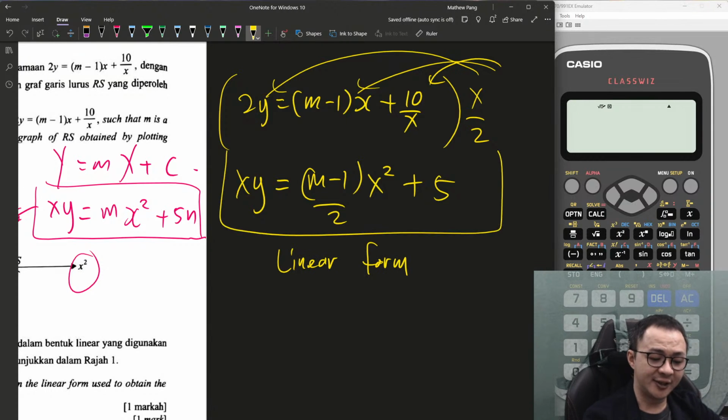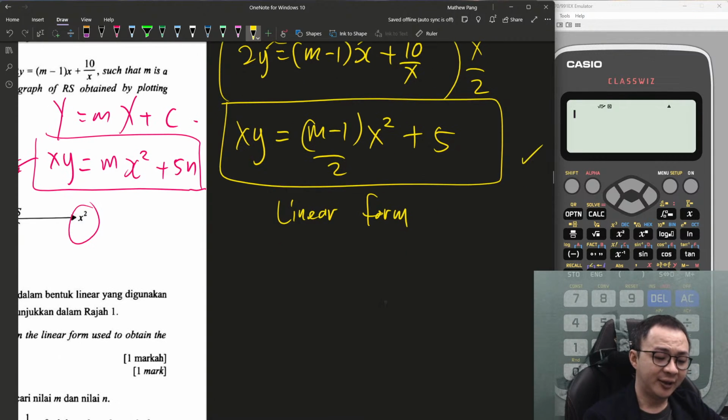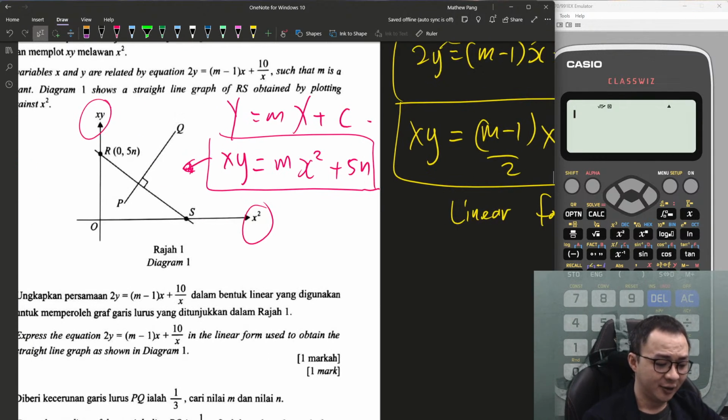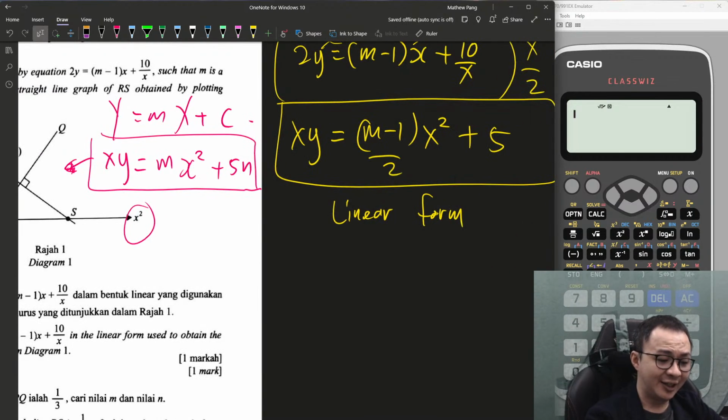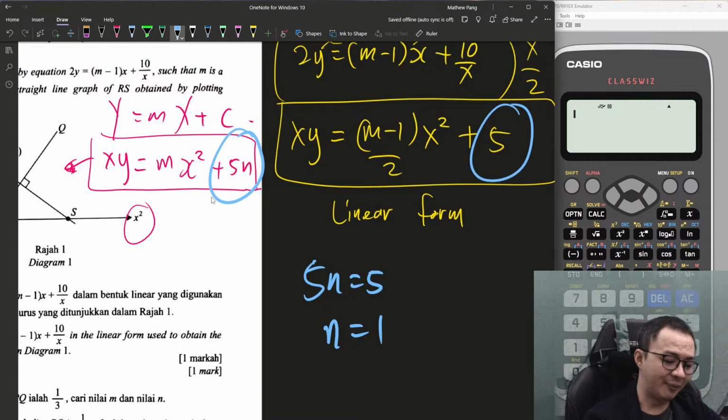Okay, done. This is the answer for part 1, 1 mark only. Then they ask us to find the m and n, is not mistaken. So from here, I know this one is basically my y-intercept. So phi n equals to 5, n equals to 1, bonus mark.